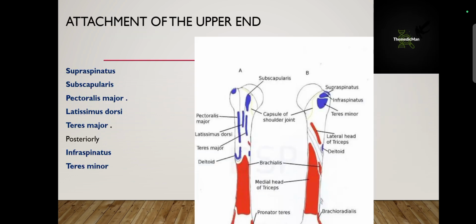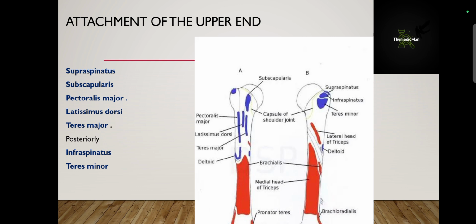Further, what are the attachments of the upper end? We know that at the upper end of the humerus there is no origin of specific muscles, but there is insertion of muscles. Anteriorly, there is insertion of supraspinatus, subscapularis, pectoralis major, latissimus dorsi, and teres major, while posteriorly there is insertion of infraspinatus and teres minor.